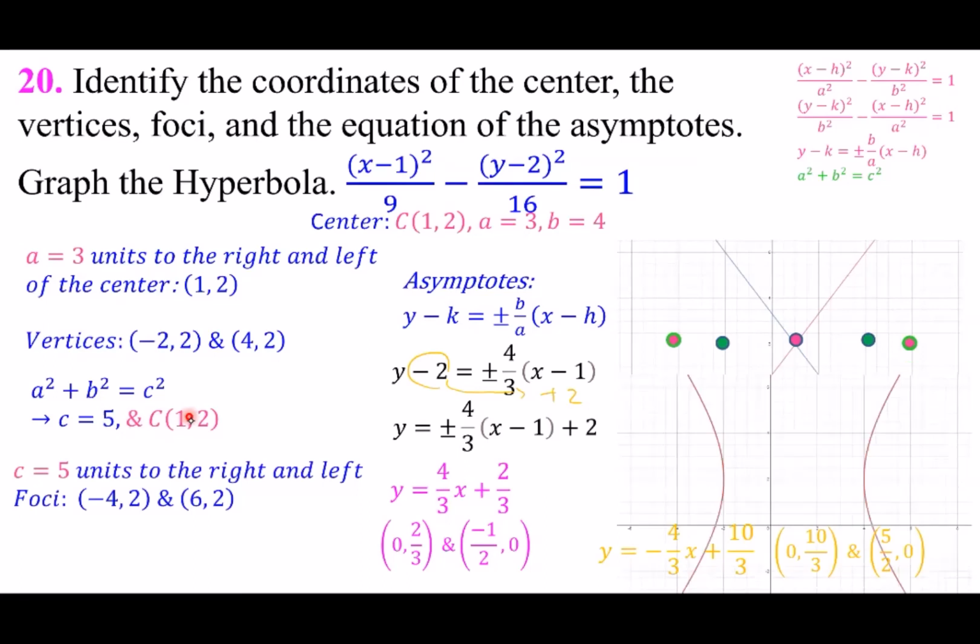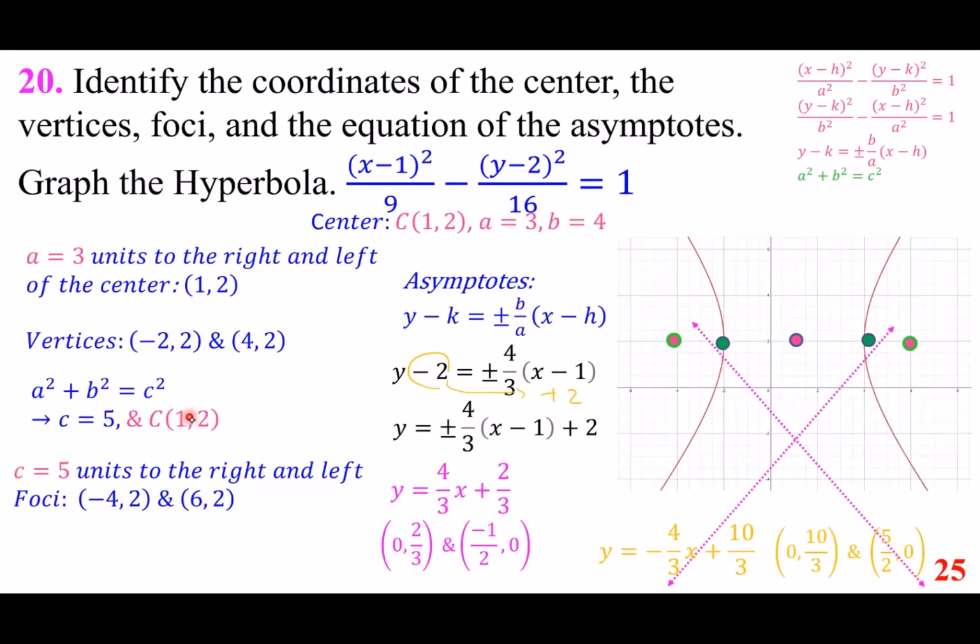And here's the graph. And I want to make sure that the two asymptotes are dashed lines because they are not part of the graph. They will help us see the graph, but they are not part of the graph.